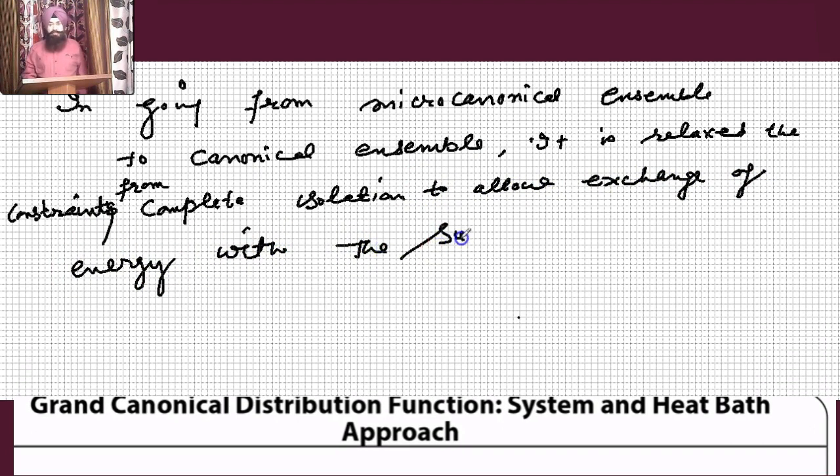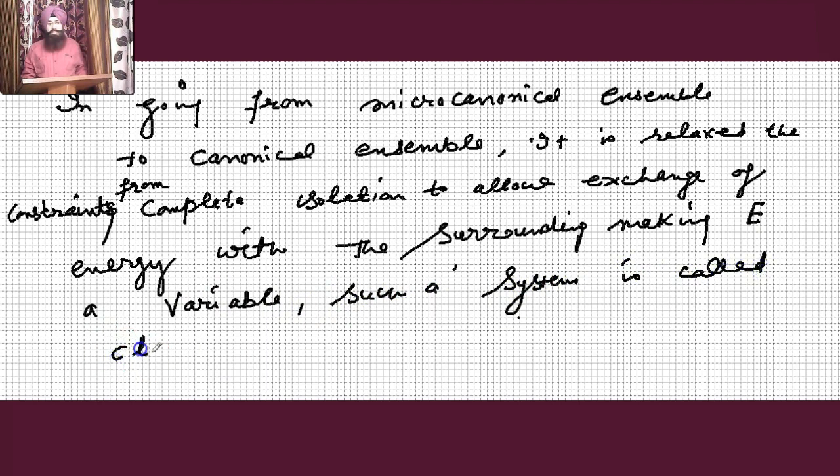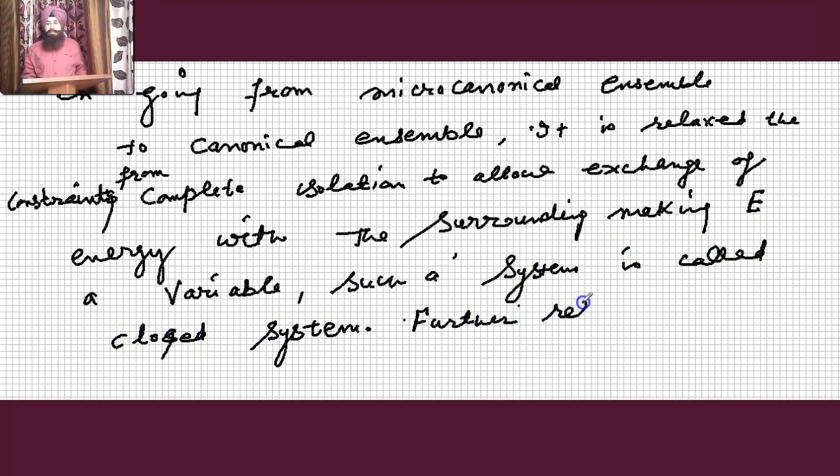So the canonical ensemble allows the exchange of energy with the surrounding to keep the temperature constant. And as a result, E becomes a variable in the case of the canonical ensemble because there is an exchange of energy. Such a system is called a closed system.